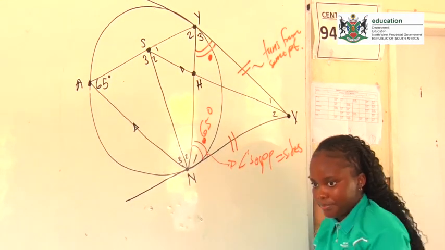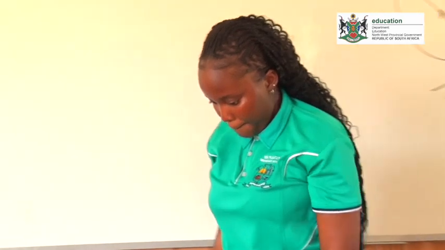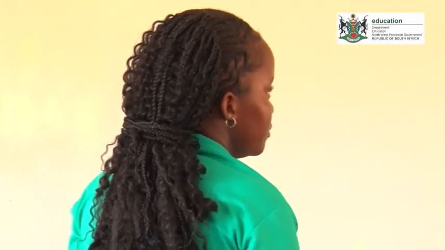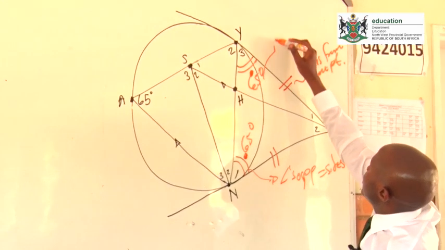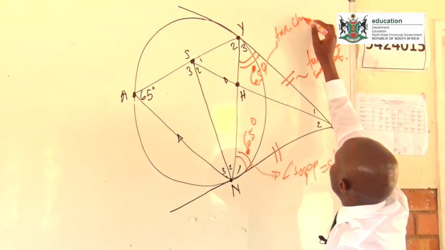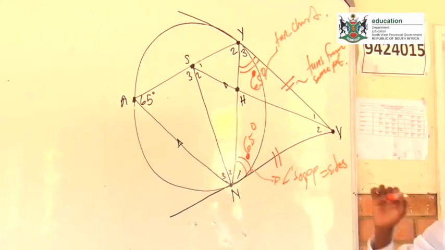Wonderful. Let's give her a hand. So, Sebalo, are you saying I must write what here also? 65. Yes. So I can say what? Tan chord. Diagram analysis is important.